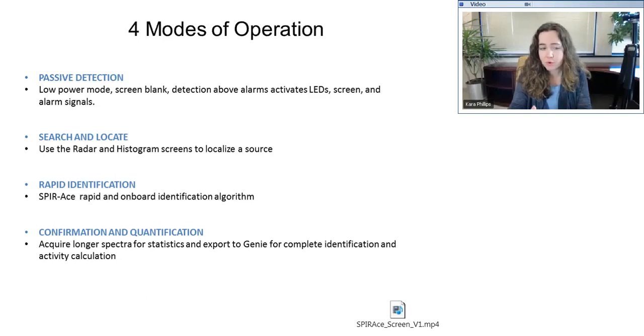Once you find the source, the next step is, of course, to figure out what kind of radioactivity we are looking for. And that's where we're going to look at this really quick and fast onboard algorithm to identify those nuclides. And finally, the most exciting part for me is quantifying that activity using the GenieXport functionality and ISOCS to not only identify those nuclides, but now also quantify them and be able to use them for reporting and other decision-making purposes.